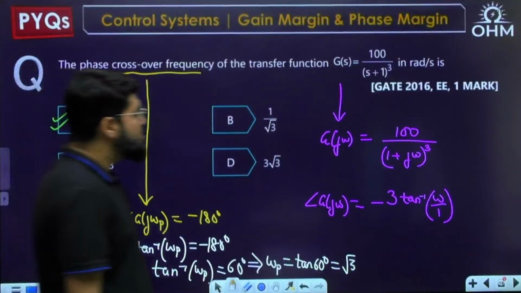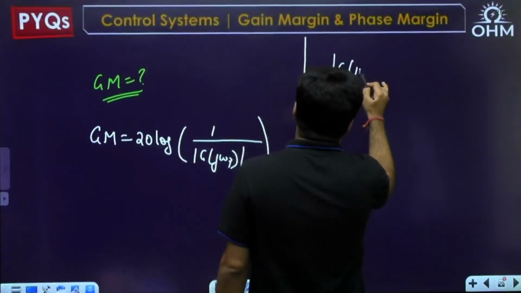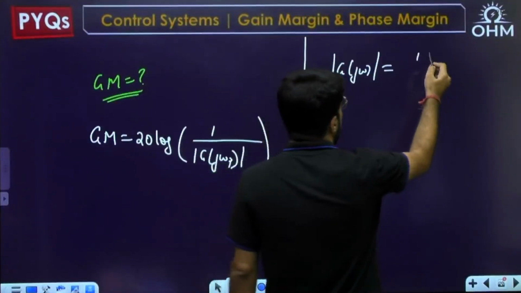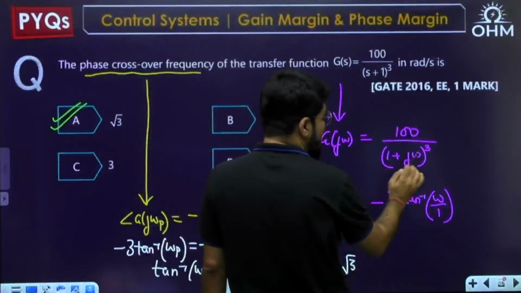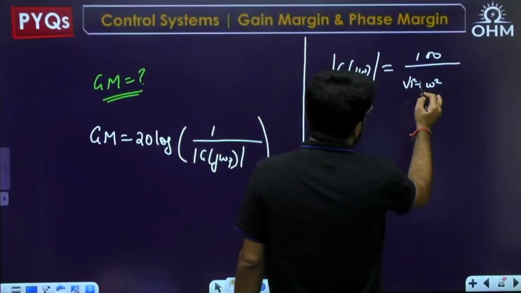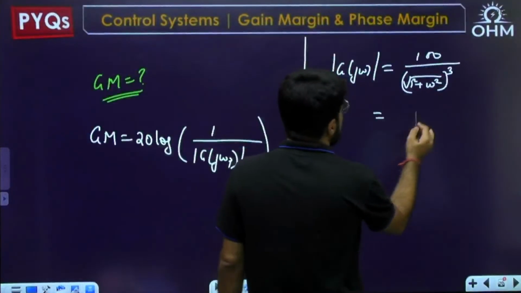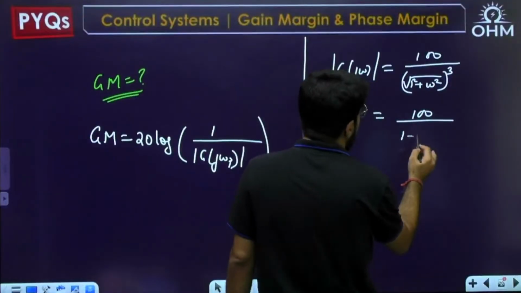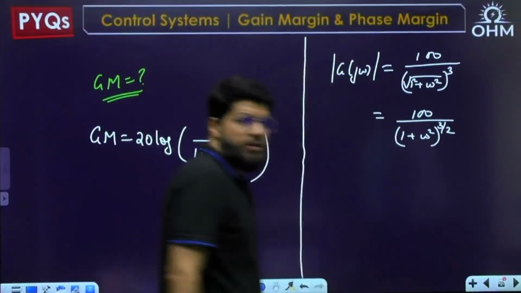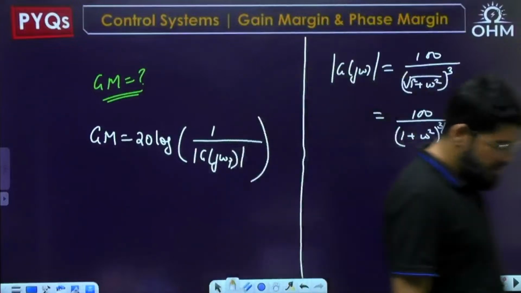Now what is mod g(j omega p)? Have a look into it. First of all, what is mod g(j omega)? Write down the magnitude of it. The magnitude of 100 is 100. Magnitude of x plus jy is under root x square plus y square, and then whole cube is there. So this is like 100 divided by 1 plus omega square whole power 3 by 2, under root is power 1 by 2. So this is the mod g(j omega).